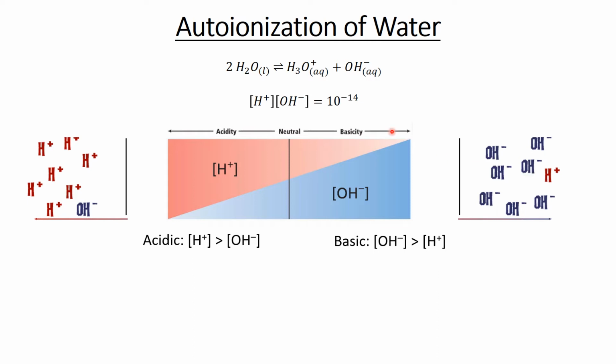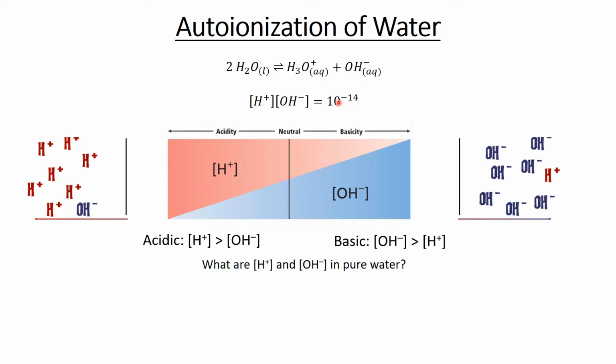This equation says the hydrogen ion concentration times the hydroxide concentration is always 10 to the negative 14. So as my H plus concentration goes up, my OH minus concentration goes down. As my OH minus concentration goes up, my H plus concentration goes down. But as I multiply those two numbers together, I'm always going to get 10 to the negative 14.